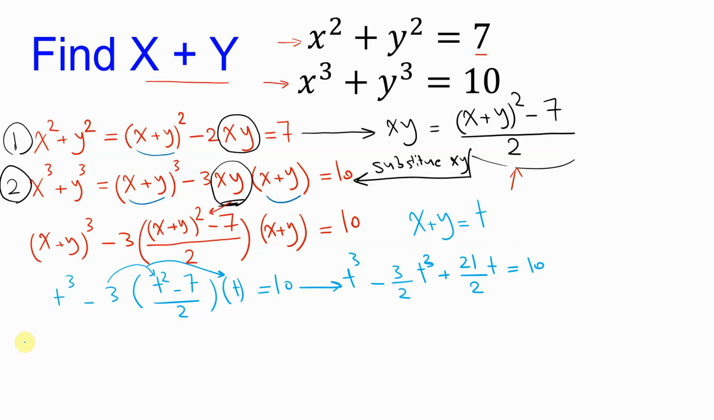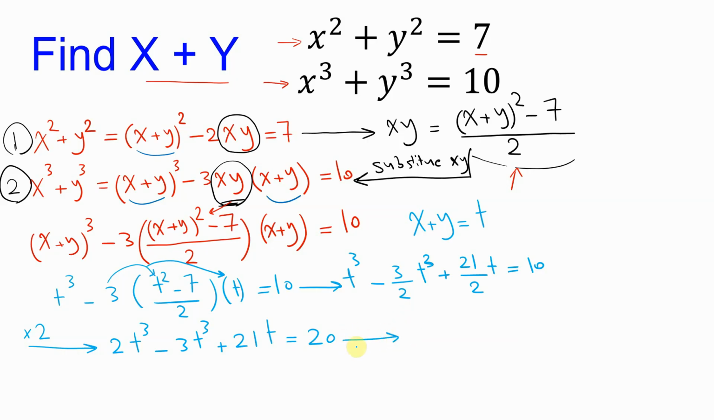Now, just for the sake of simplicity, we can multiply this equation by 2. All of the expressions by 2. So here we have 2t cubed minus 3t cubed plus 21 times t equals 20. Don't forget the 2. Okay?